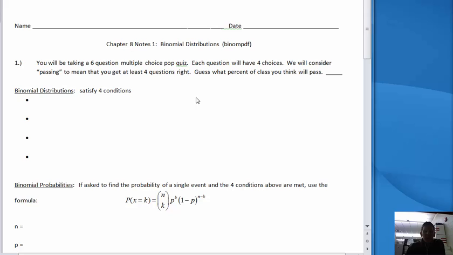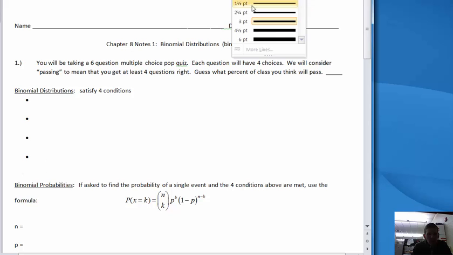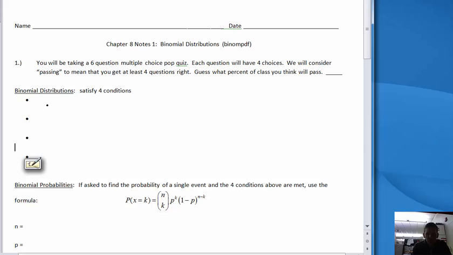First of all, a binomial distribution, you'll notice the prefix here, bi, refers to the number 2. So we're going to be referring to something that has 2 values to it. In this case, a binomial distribution satisfies 4 conditions. The first one is that we're looking at a situation where there are 2 outcomes, and we view these outcomes as being either success or failure.